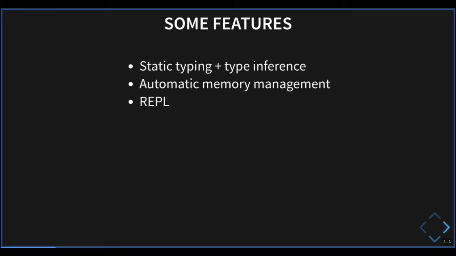OCaml has built-in REPL support, so this is read eval print loop. So instead of putting all the code in a file and launching the compiler, we can start interactive mode, and in this mode the interpreter reads expressions from standard input, evaluates them as OCaml code, and prints the result on standard output.